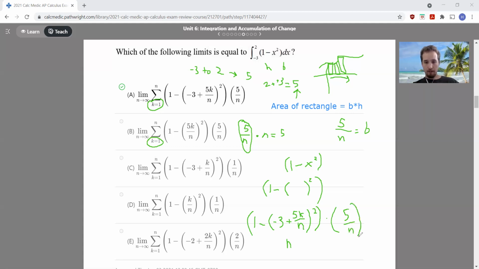This is a very difficult one. Don't blame me for missing this one. But this is why our answer is A here. Okay, so on to the next one.